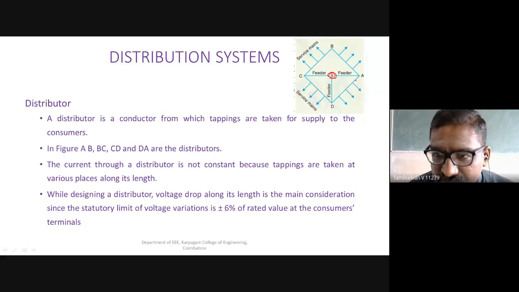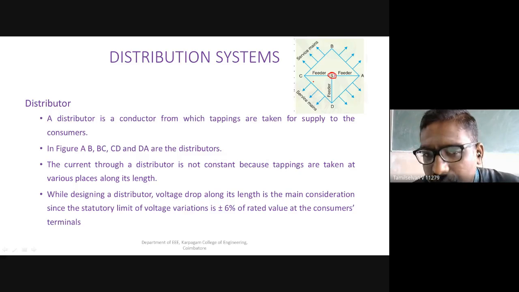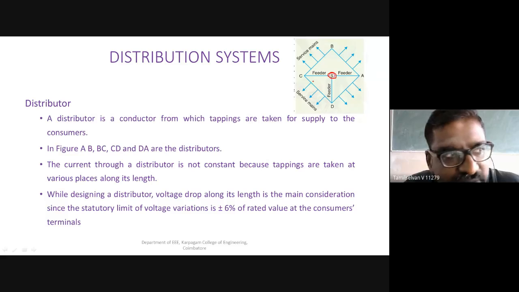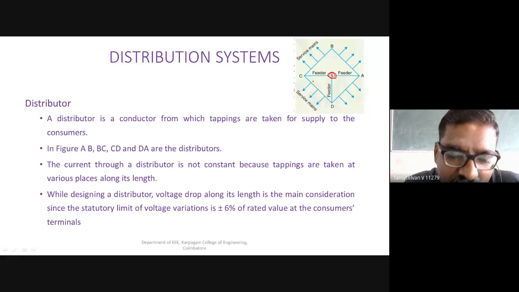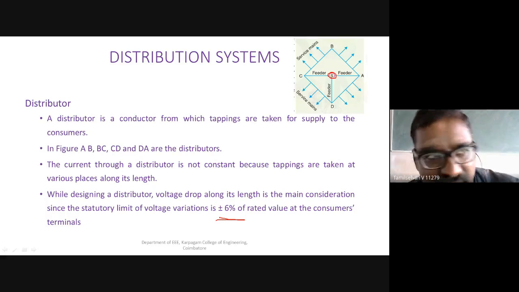So with the substation, the feeders will be originated. Those feeders will run through the length. The current will be constant throughout the feeder, but that is not the case for your distributor. In the distributor, the current won't be constant because there will be so many tappings, and the length also varies depending upon where the consumers are. So while we are designing the distributor, the voltage should be maintained constant throughout the length. It should not vary beyond plus or minus 6%, below that or above that.